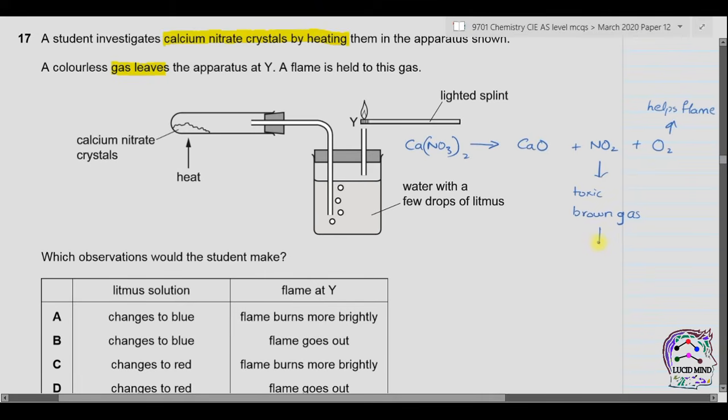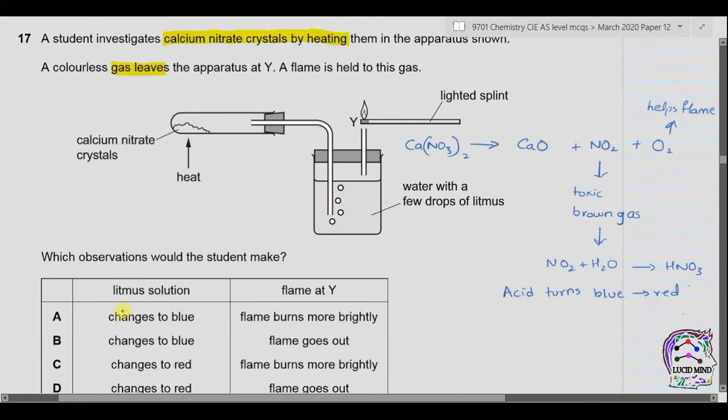NO2 also dissolves in water to form an acid, nitric acid: NO2 plus H2O gives HNO3. The property of an acid is that it turns blue litmus to red. So from these points we can find out the answer.